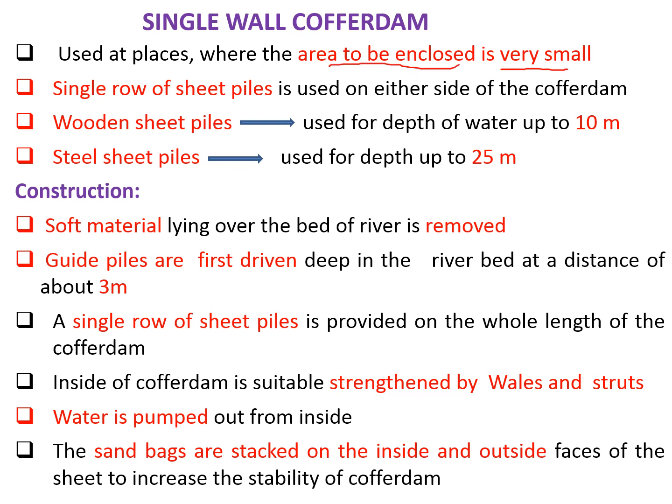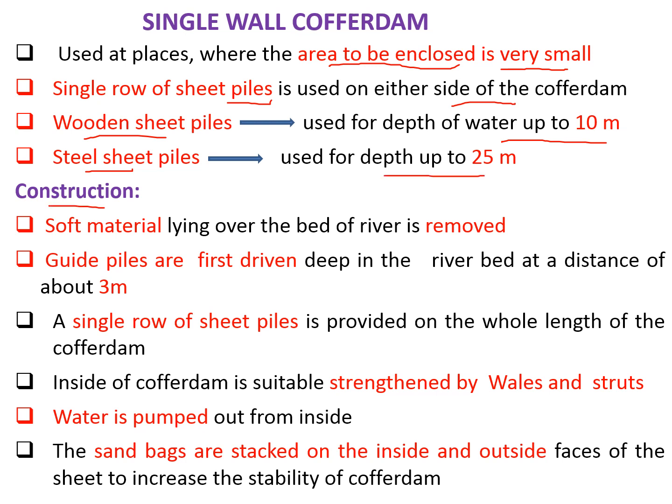So here the single wall cofferdam is used at places where the area to be enclosed is very small, because inside you have to work, and single row of sheet pile is used on either side of the cofferdam. And there are two types in this. First is wooden sheet pile, which is used for the water depth up to 10 meter, while if you are using steel sheet pile, it can be used for the depth up to 25 meter.